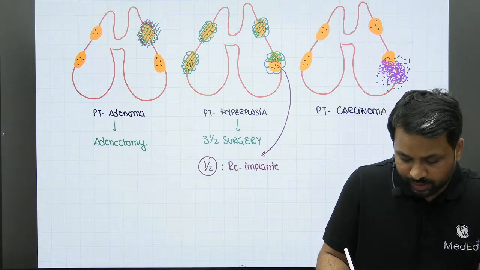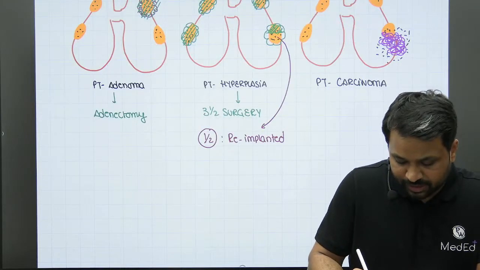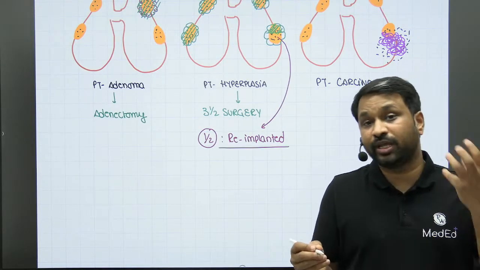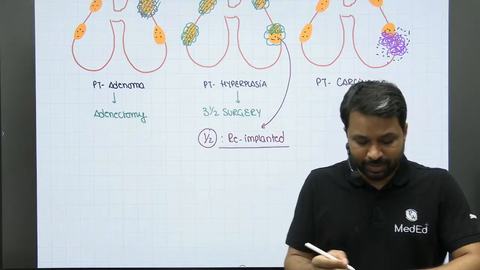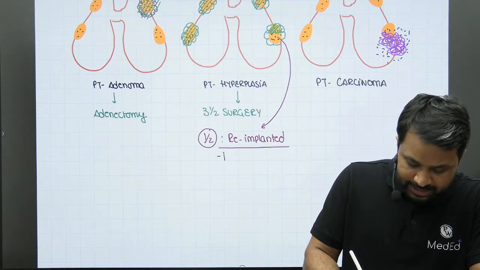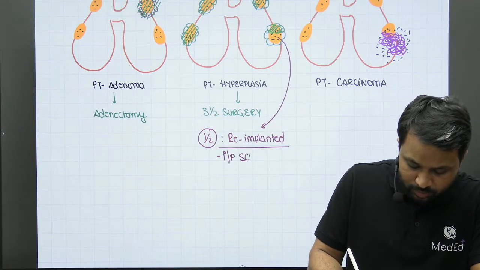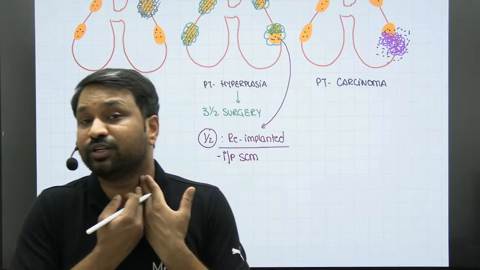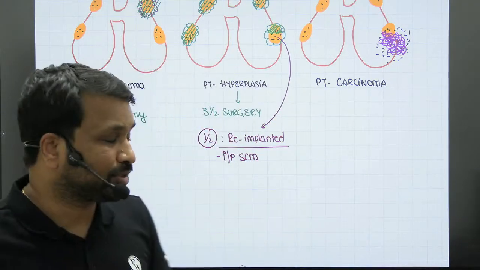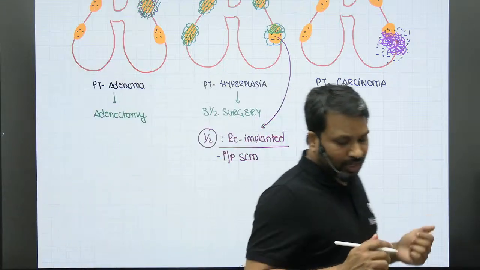So where would you reimplant it? The current preference for reimplantation, that means you're going to remove that half and put it somewhere else, you need a vascular bed. So the preferred one is the same-sided, ipsilateral sternocleidomastoid muscle. If you're leaving it on the left side, attach it to the left sternocleidomastoid; on the right side, the right sternocleidomastoid muscle. Whichever side you're leaving it, you have to reimplant it there.